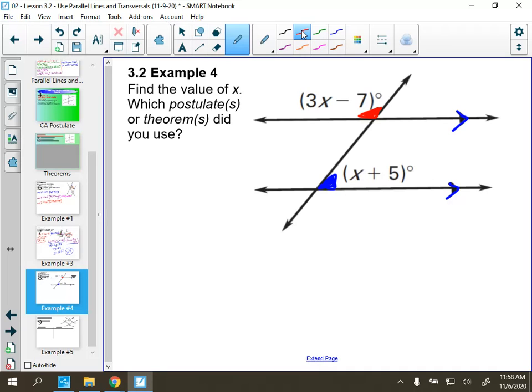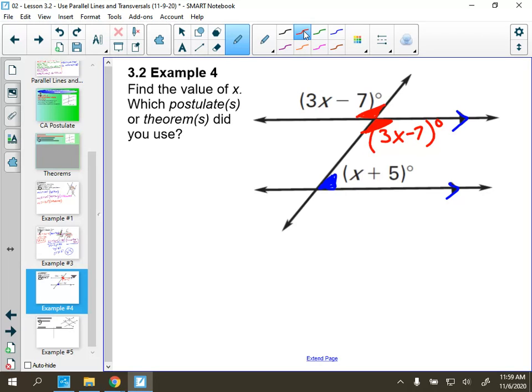So here's how I see this. I would do this. I see this angle right here, this unmarked one, and I'm using the same color for a reason because those are vertical angles. This 3x minus 7, whatever that is representing, is also applied right here.